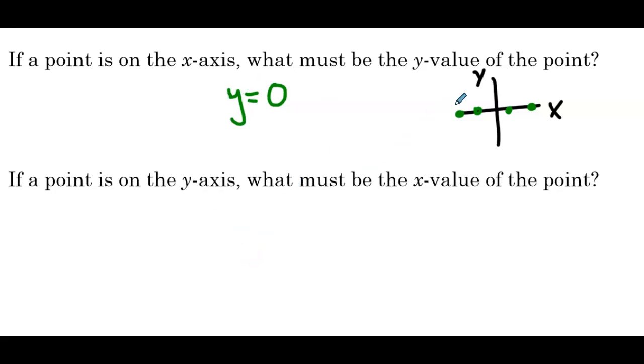Similarly, if I plot any point on the y-axis, its x value is going to be 0, right? So the x-coordinate of any point on the y-axis would be 0. Now we can use these two facts to figure out what the x and the y-intercept of a line is going to be, and then we can use those 2 points to graph the line.